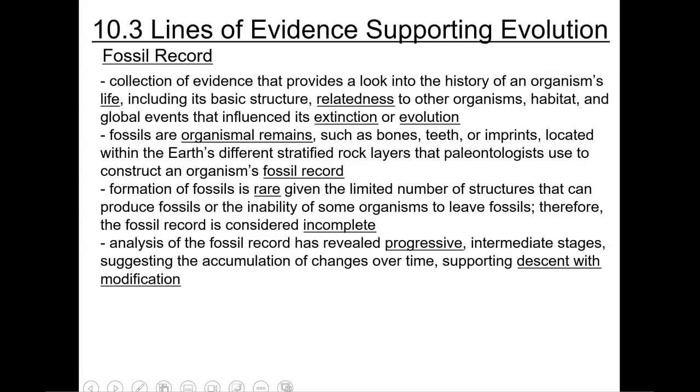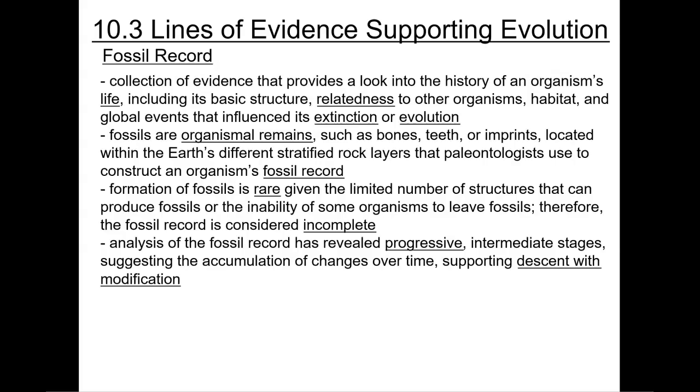Lines of evidence that support evolution. The first one that we're going to go with is a very strong one, and that's going to be fossil records. These are collections of evidence that provide a look into the history of an organism's life. It includes the basic structure, relatedness to other organisms, habitat, and global events that influenced the extinction or evolution. Now, extinction means that an animal is no longer with us. If an animal is extant, then that means it is still living. So extant is living, extinct is non-living.